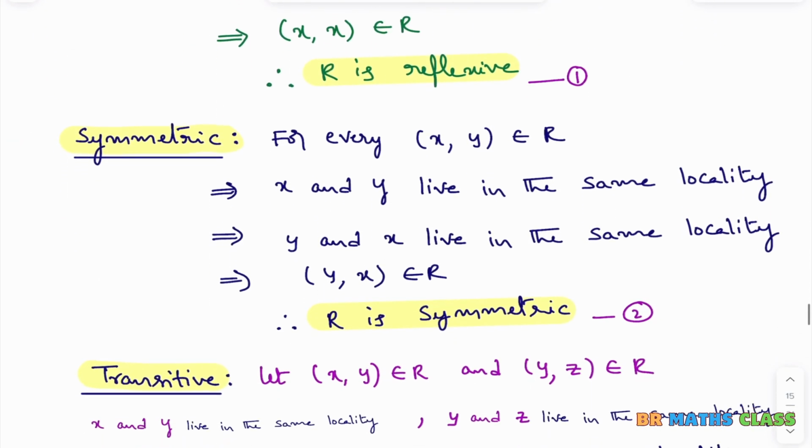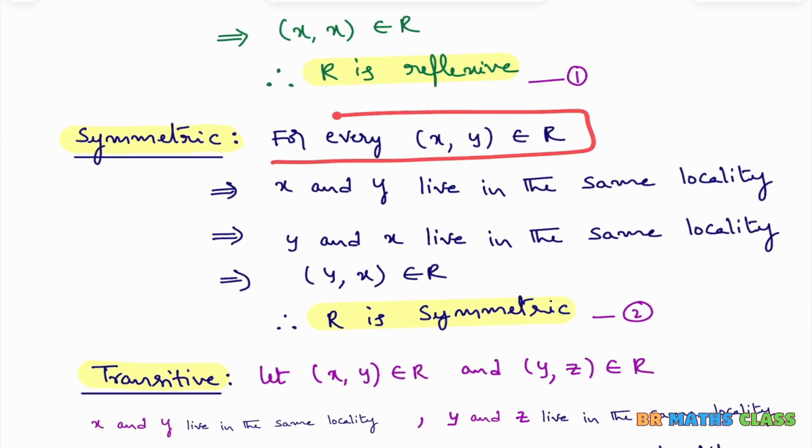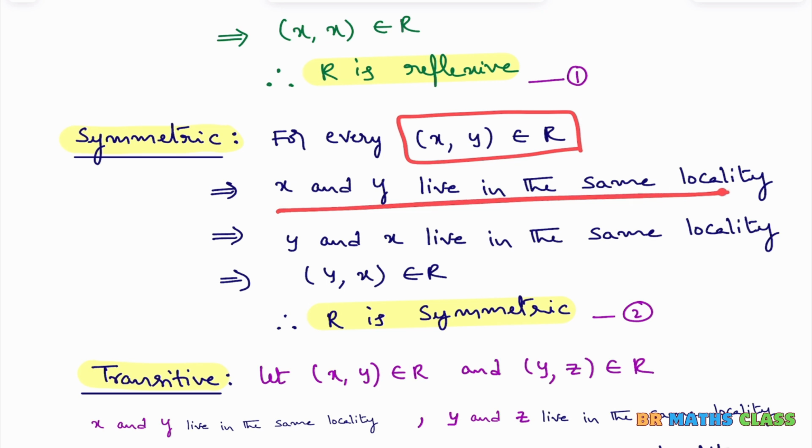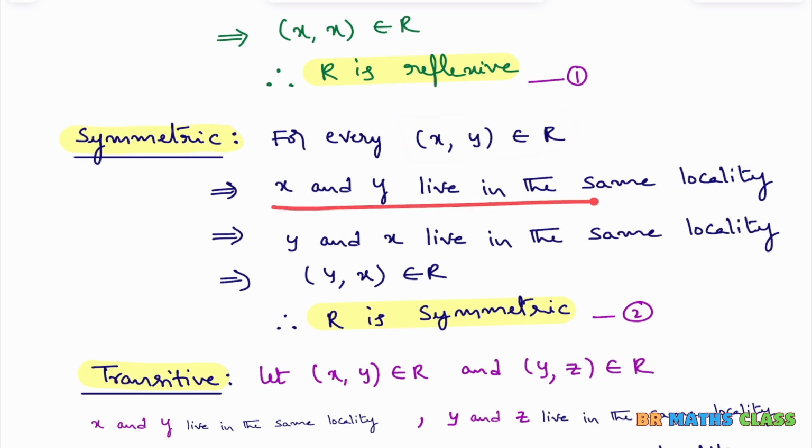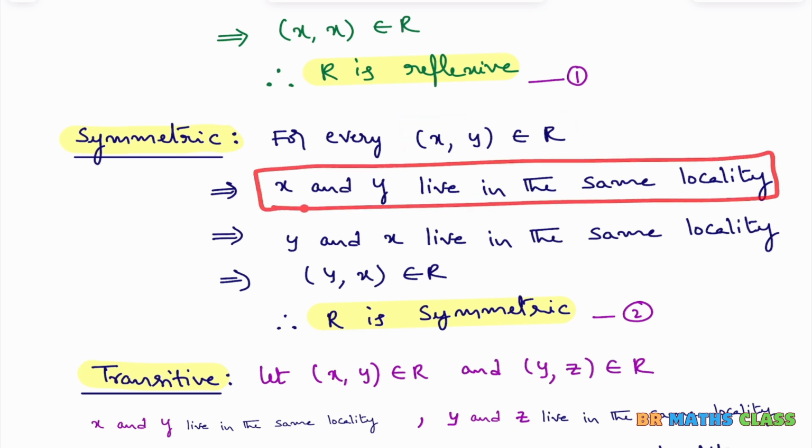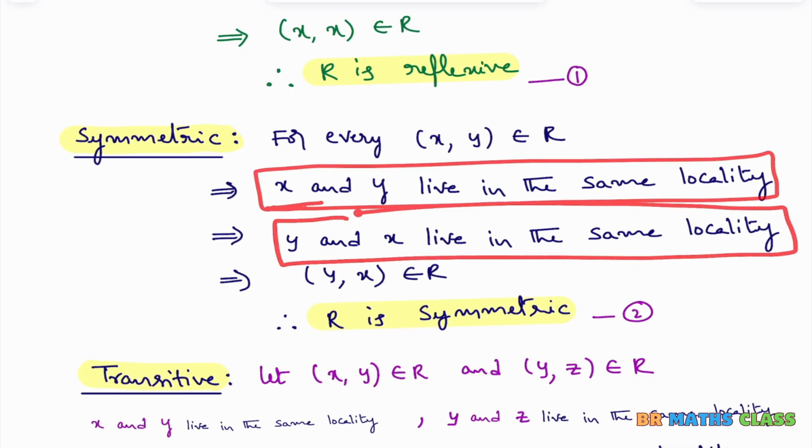What is the symmetric condition? If you take an ordered pair (x, y) in the relation, and (y, x) also belongs to the relation, then we say that the relation is symmetric. Suppose I take some ordered pair (x, y) in the relation. When (x, y) belongs to the relation, x and y live in the same locality, right? Use your common sense. If x and y live in the same locality, we can easily say that y and x also live in the same locality. It's a common sense thing.